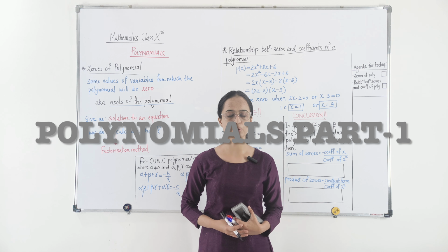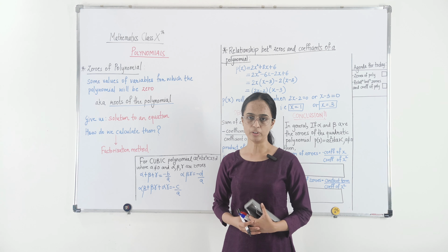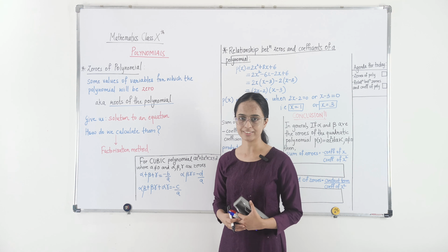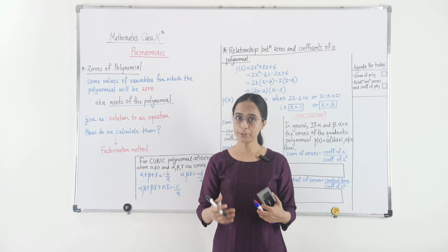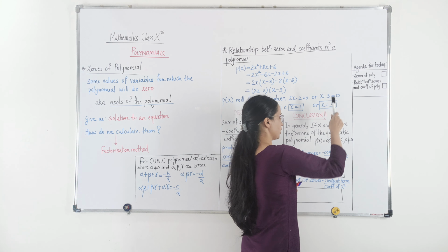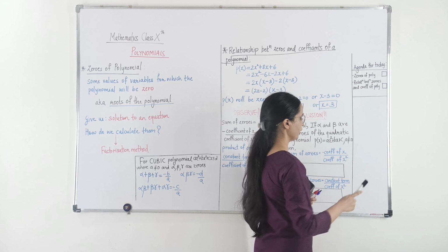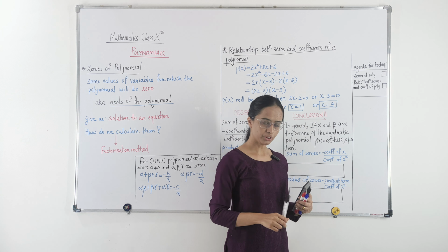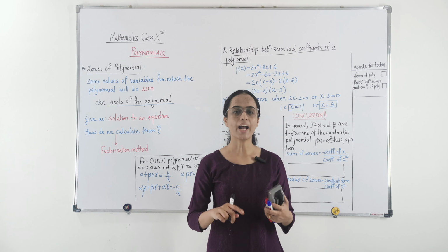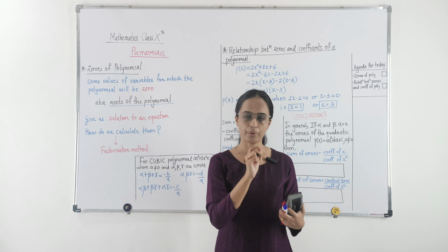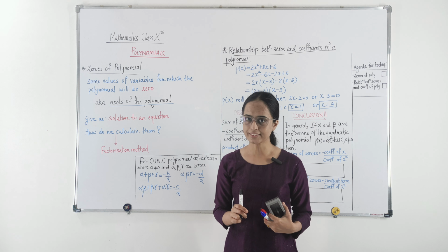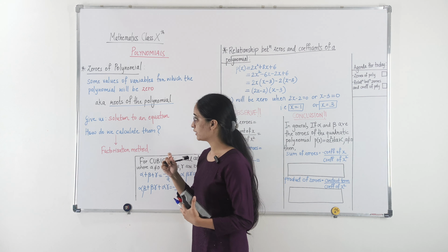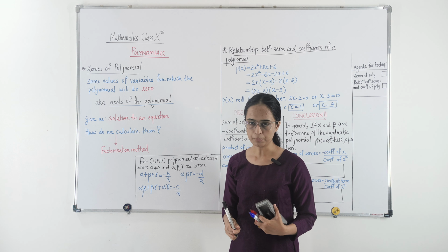In today's class, we would be starting with a new chapter, Polynomials. This is chapter 2 of class 10th NCERT. So what are we going to learn in today's class is we would start with what are the zeros of a polynomial, and then we would see the relationship between the zeros of the polynomial and the coefficients for a quadratic polynomial as well as for a cubic polynomial. So let's start. First, we are going to see what does zeros of a polynomial mean.